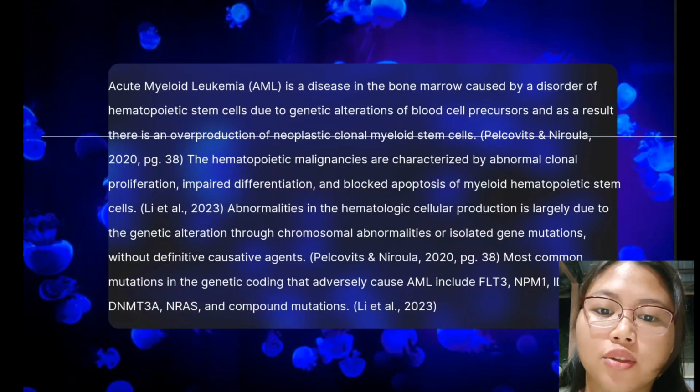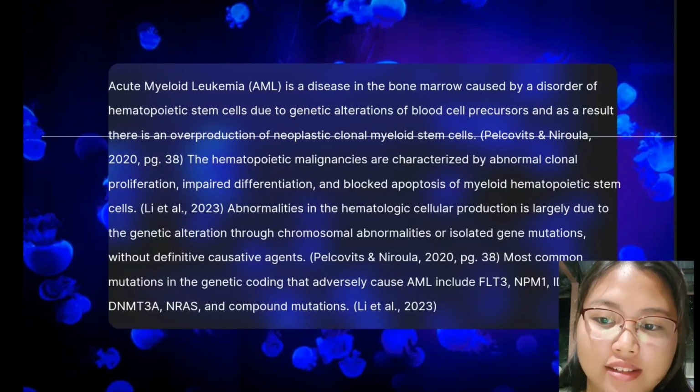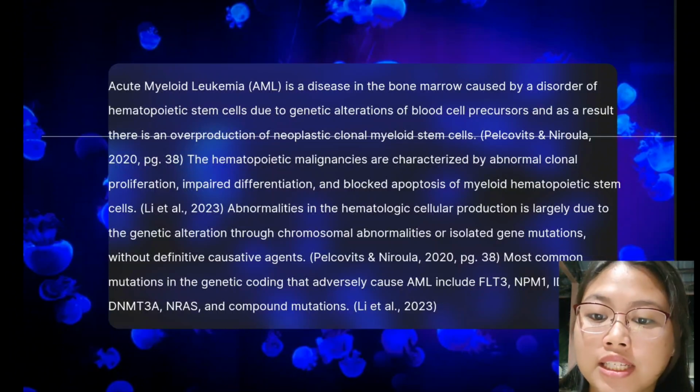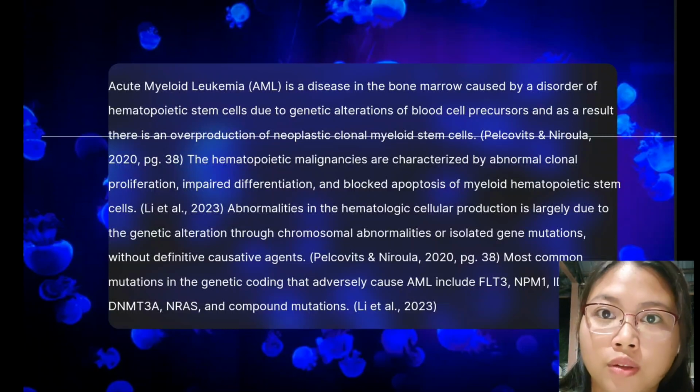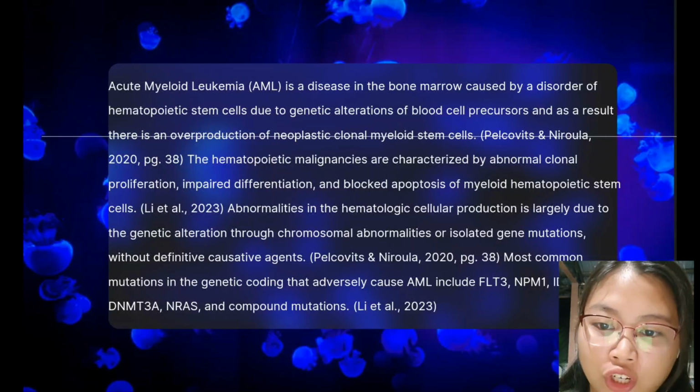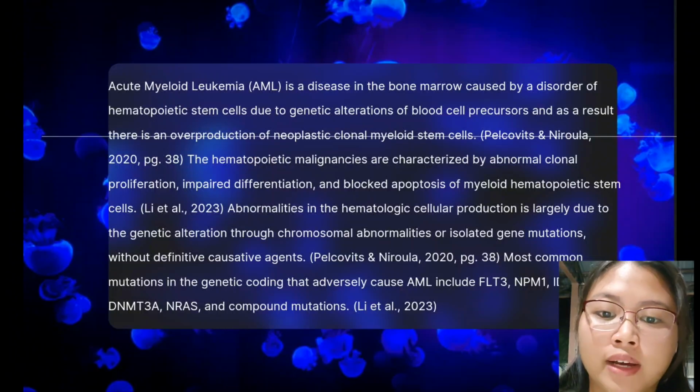This case report review means to further discuss the topic of AML as well as verify the adequacy of the chosen case report in its topic of science. For the introduction, acute myeloid leukemia is a disease in the bone marrow caused by a disorder of hematopoietic stem cells due to a genetic alteration of blood cell precursors, and as a result, there is an overproduction of neoplastic clonal myeloid stem cells.